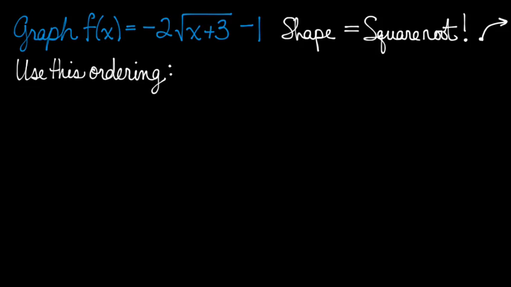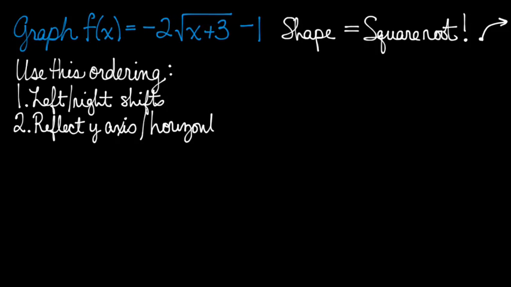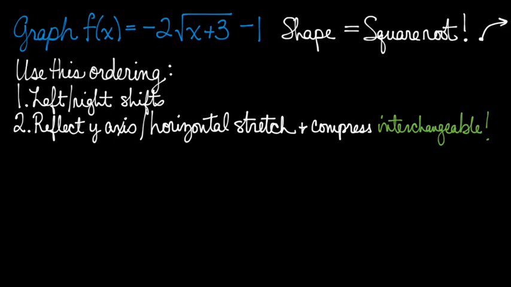Now, one thing I've talked about is that a way that you could get all graphs done accurately is to use one specific ordering, and it's not the only valid strategy for graphing, but this ordering will work. You can start by doing the left-right shift, and in this case you can see that there's a +3 corresponding to the left shift. The second thing would be to reflect about the y-axis. It's like a horizontal flip, I suppose, and then a horizontal stretch or compression, depending on how big that number is. Now, these two steps, reflecting about the y-axis and doing a horizontal stretch or compression, they are interchangeable. That's why I have them on the same line.